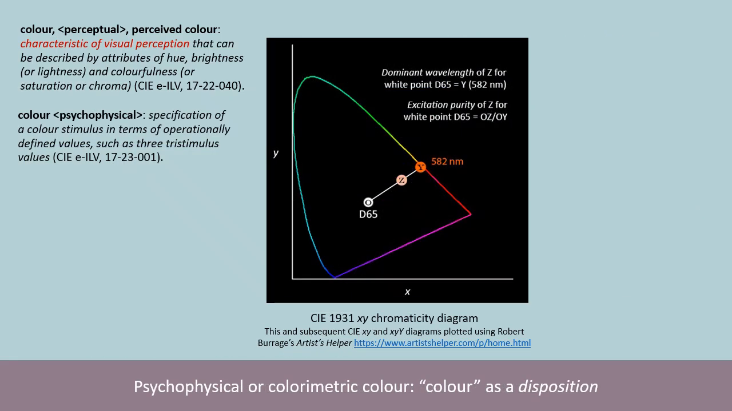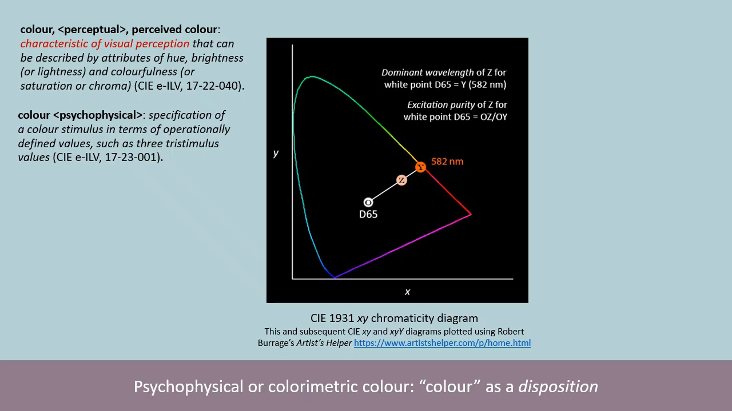But colours are perceptions of something, and the CIE ILV also gives a second definition of colour in what it calls the psychophysical sense, as specification of a colour stimulus in terms of operationally defined values such as 3 tristimulus values. Psychophysical or colorimetric specifications describe what we might think of as the physical property of a light or an object that we perceive as its colour, but more accurately they describe the physical property as far as it is perceivable by the human visual system.